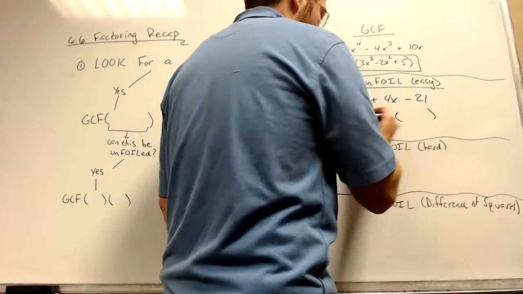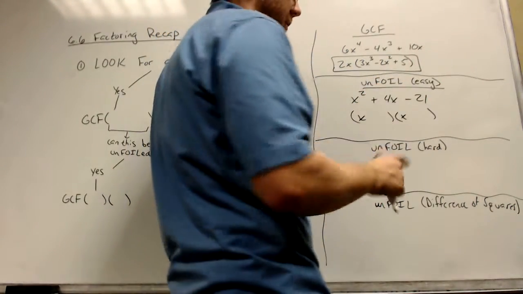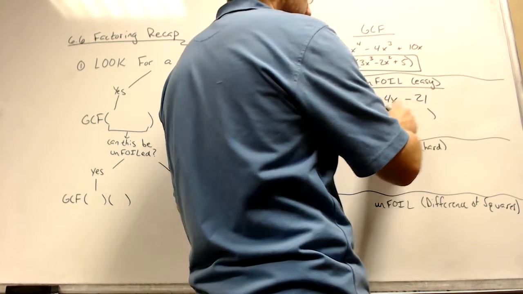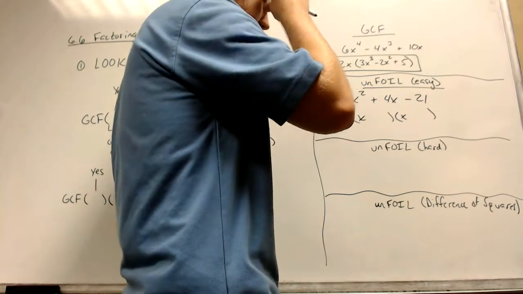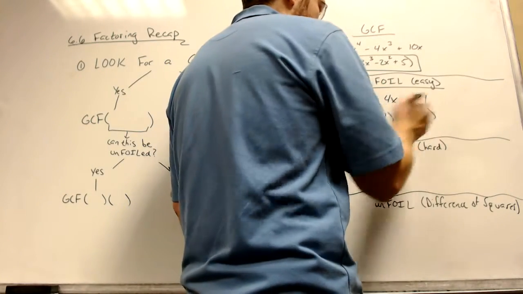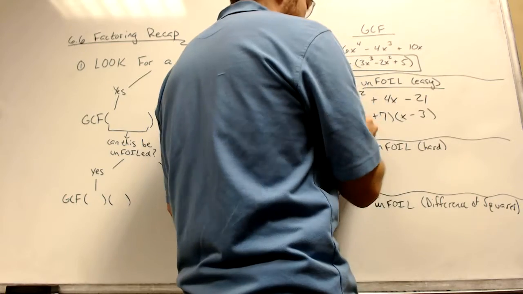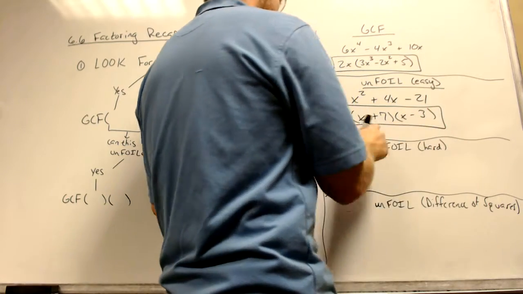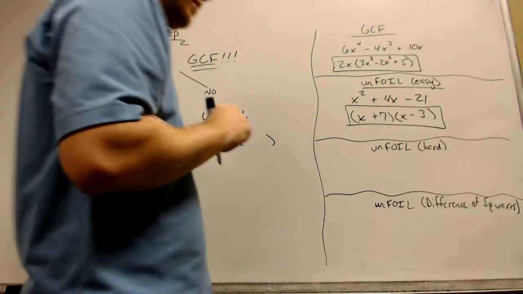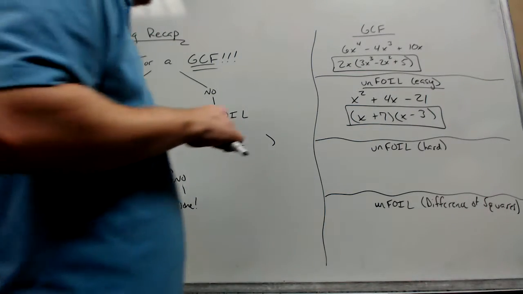So we can unfoil this, x and x. And in this easy situation, we just need to come up with 2 numbers that multiply to 21 and add to 4. So 7 times 3 is 21, positive 7, negative 3. 7 minus 3 is positive 4. And that would be the easiest type of unfoiling.